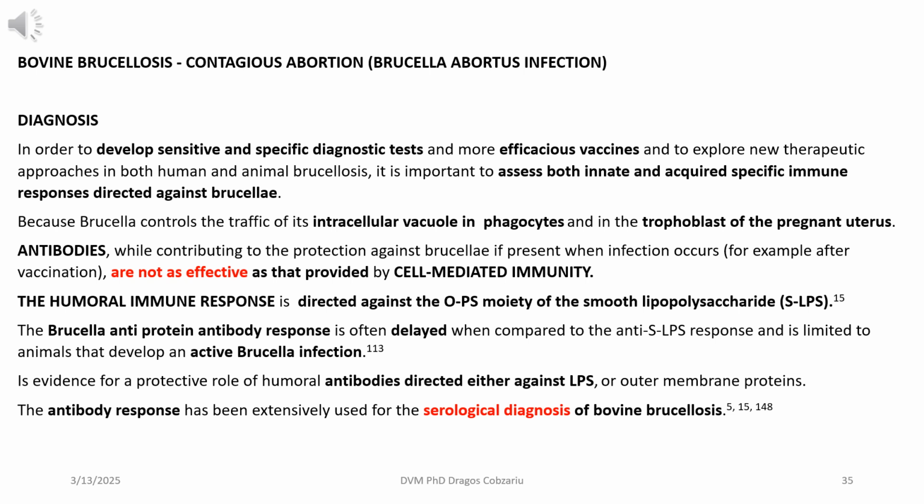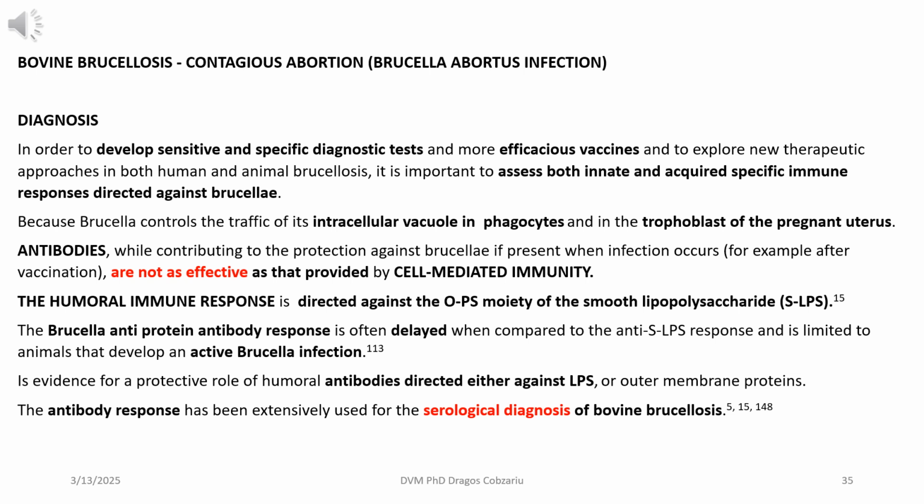Diagnosis. In order to develop sensitive and specific diagnostic tests and more efficacious vaccines, and to explore new therapeutic approaches in both human and animal brucellosis, it is important to assess both innate and acquired specific immune responses directed against Brucella, because Brucella controls the traffic of its intracellular vacuole in phagocytes and in the trophoblast of the pregnant uterus. Antibodies, while contributing to the protection against Brucella if present when infection occurs, for example after vaccination, are not as effective as that provided by cell-mediated immunity.